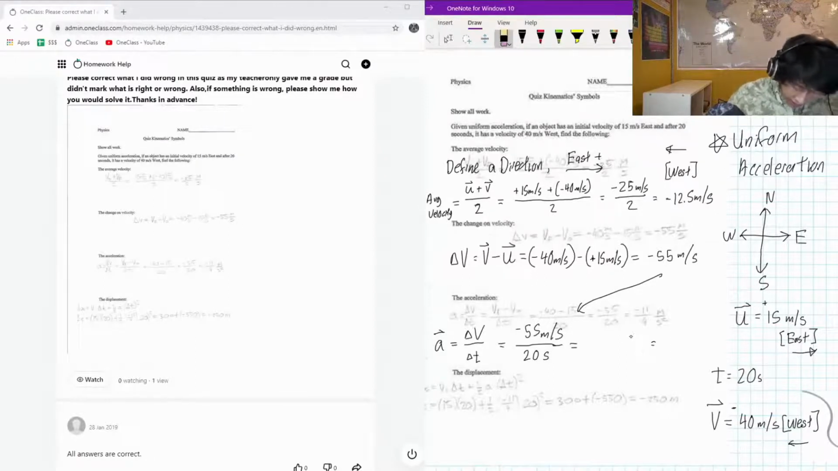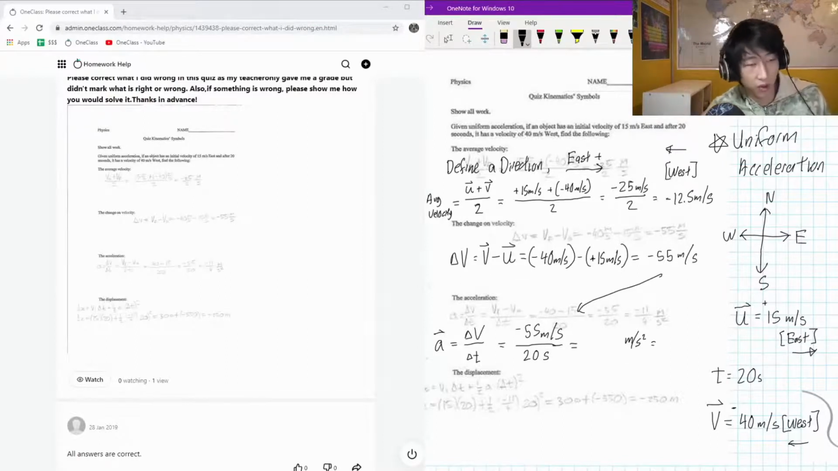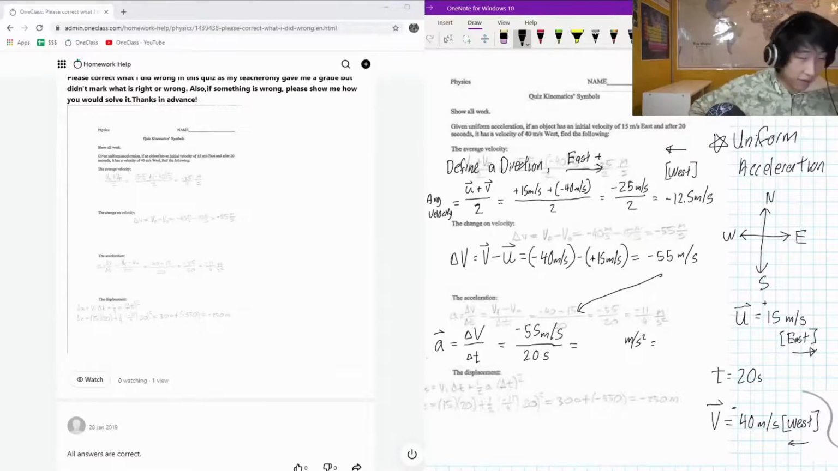Let me just erase that. So meters per second squared. Essentially what that means is our meters per second changes every second by this amount. Okay, so then we're going to do a quick calculation. 55 divided by 20. Now, I am not the sharpest tool in the shed, so I can't do that in my mind instantly, but that's okay. That's why we've got calculators. And I got negative 2.75.